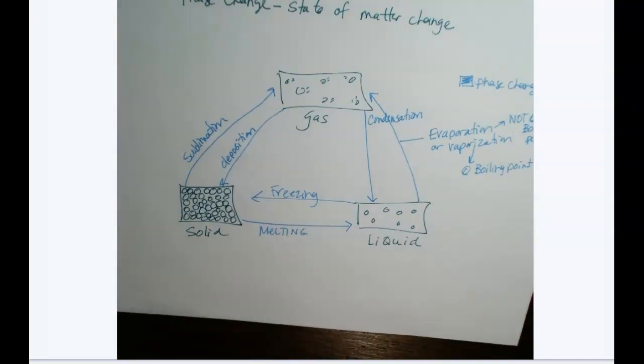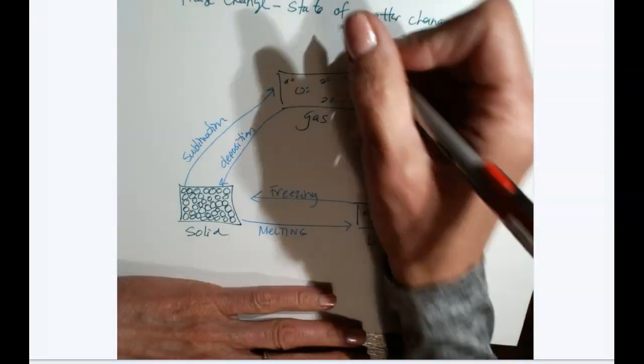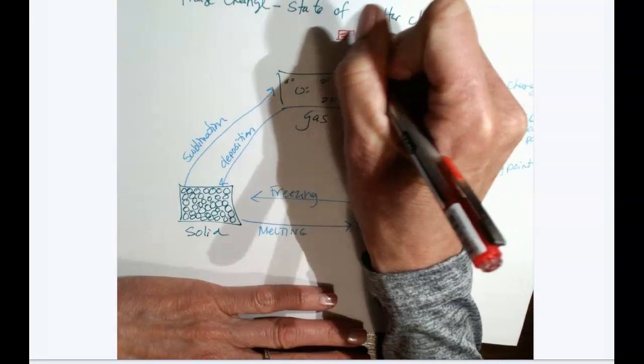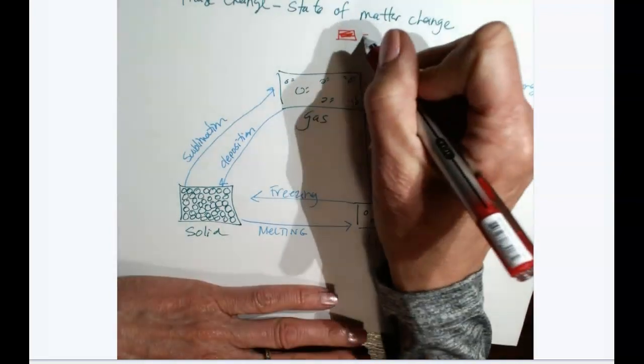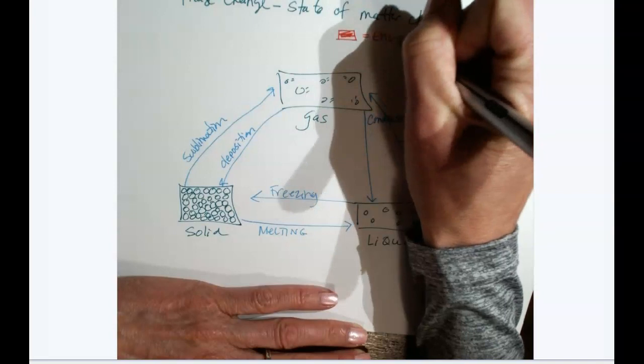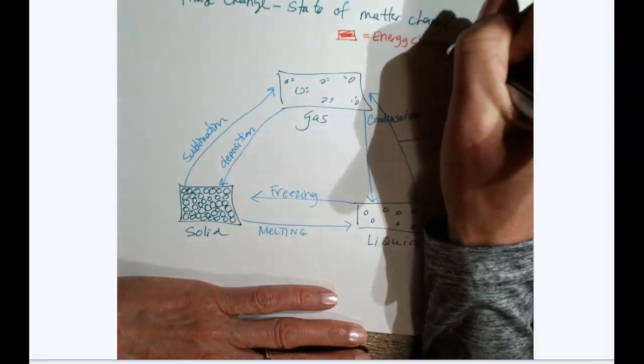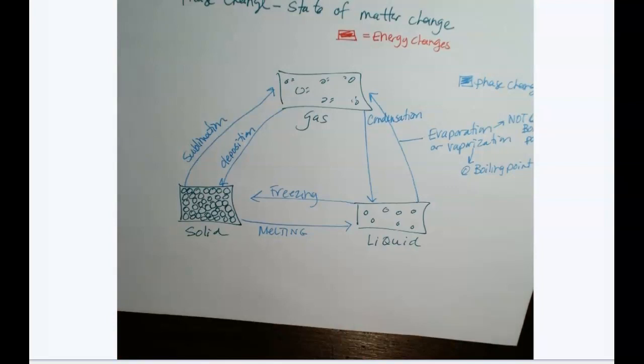Now for each of these changes to occur, there has to either be an input or an output of energy. And again, all of these state of matter changes are physical changes. No new substances are being made. So I'm going to make my little key up here. I'm going to make red, and red is going to represent my energy changes. I'm just going to label as endothermic or exothermic, so endo or exo.